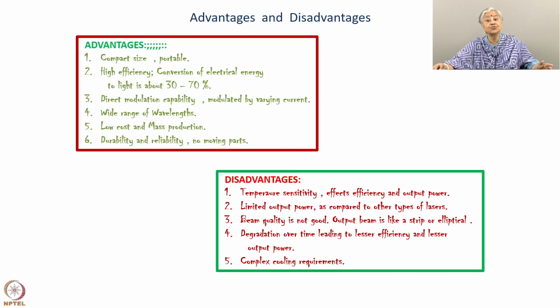Okay, that is a big advantage over the other gas or solid state lasers. It does not have such a high conversion of electrical energy. Direct modulation capability, that means you can modulate the power and modulate the wavelengths also to a certain extent by just varying the current. And it has a wide range of wavelengths, as you have seen in the previous table, and low cost and mass produced, that is a big advantage.